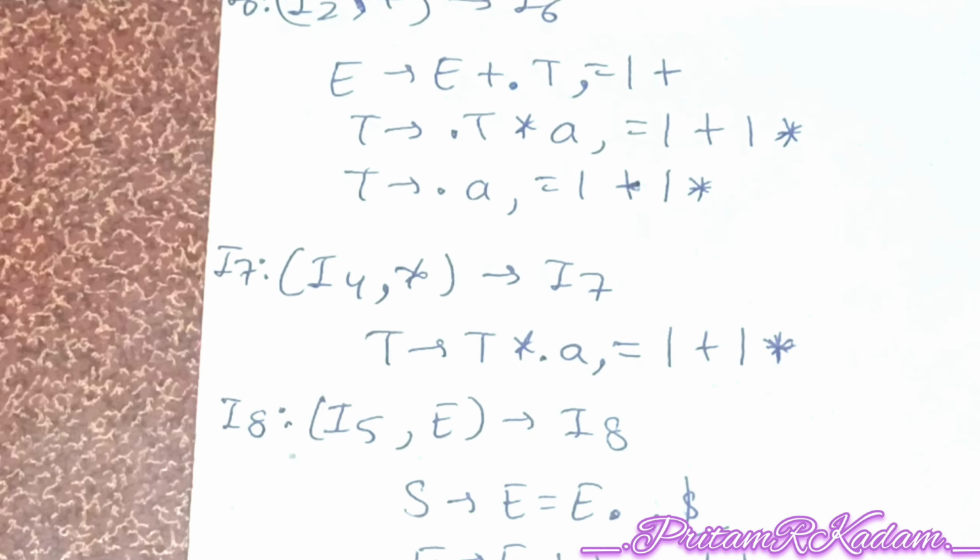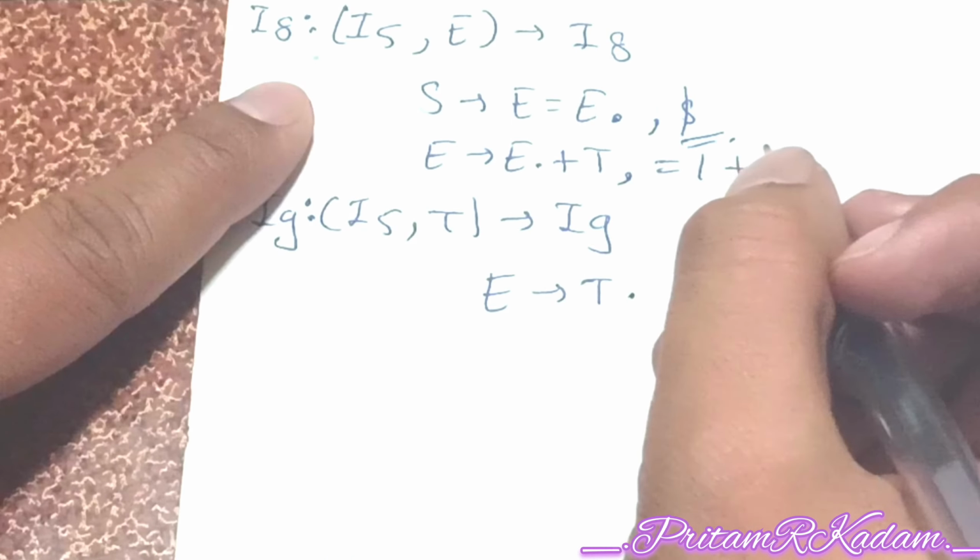Now we'll proceed to the next one, that is for the T. So I5 on T will give me the I9 state. Let us proceed ahead and write it down. So I5 on T goes to I9 with production E gives T dot and the look ahead as it is.